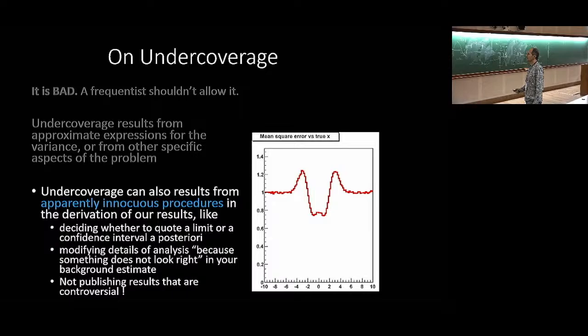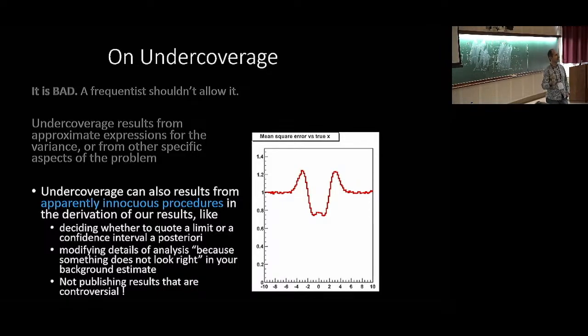If you modify the details of the analysis, like after opening the box in a blind analysis because something didn't look right in your background estimate, this will undercover. Also, not publishing results that are controversial will cause your uncertainty bars to be wrong. I made a study: this is the ratio of the measured uncertainty versus the true uncertainty, so that if you are below 1, you are undercovering. And this is as a function of the true physical effect. It is extracted by assuming that the collaboration withholds results that are controversial by being away from the mean by 3 standard deviations or something like that.